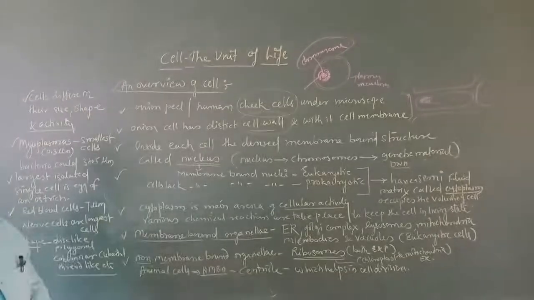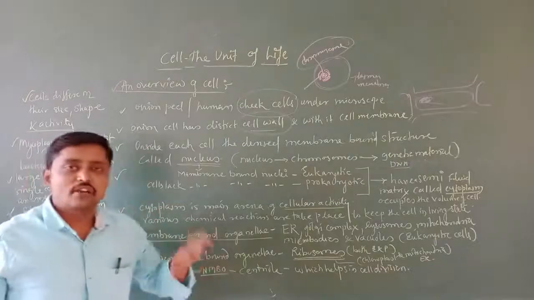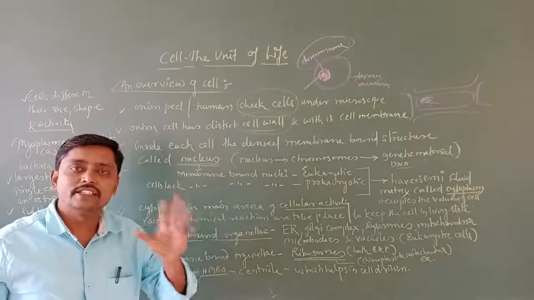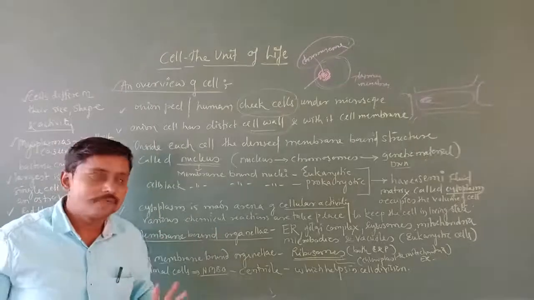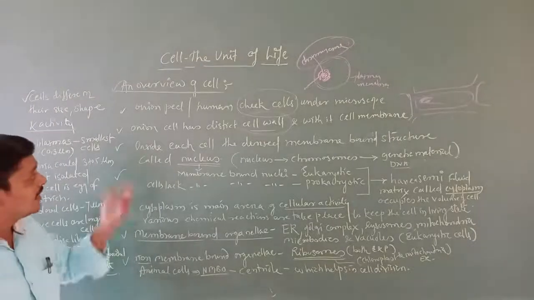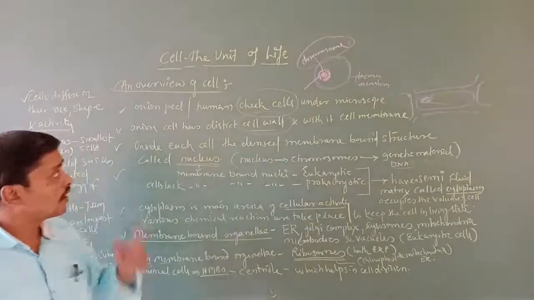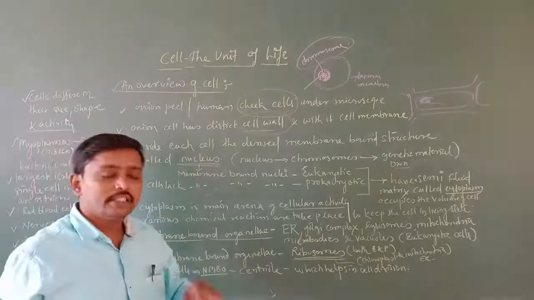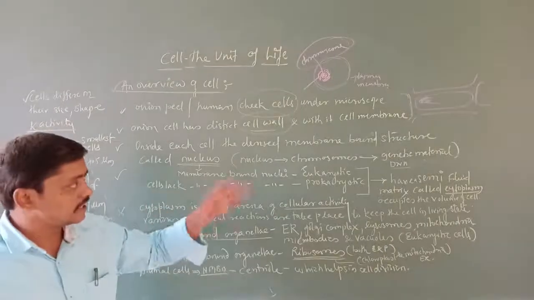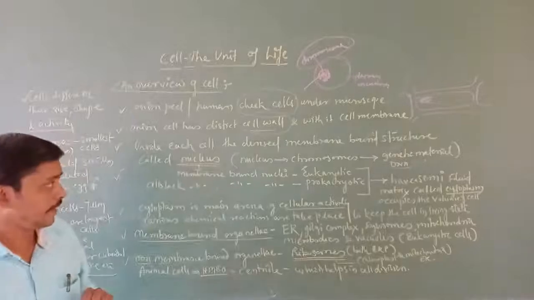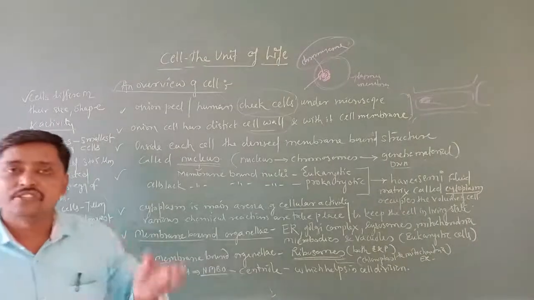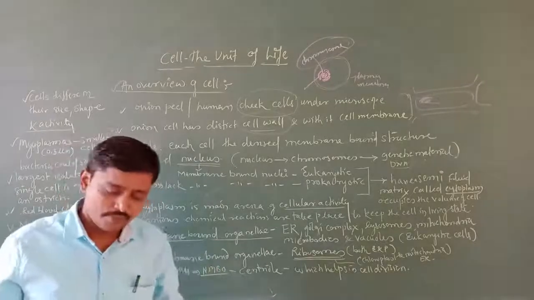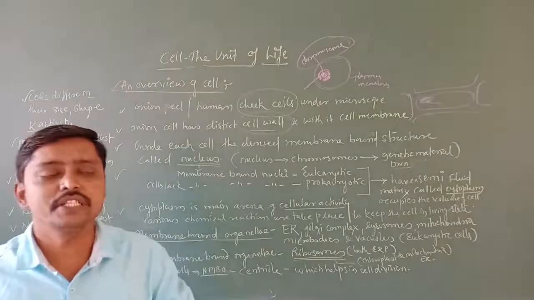In the sense, whether it is a plant cell or an animal cell, in a plant cell we get the outer membrane, that is the cell wall. In an animal cell we get only the plasma membrane, the cell membrane. Inside each cell we get the dense membrane bound structure called the nucleus. Within the nucleus we get the chromosome, and in the chromosome we get the genetic material, DNA. Now, as I told you, we discriminate animal cell and plant cell based upon the presence or absence of the cell wall. If the cell wall is there, that is the plant cell. If the cell wall is absent, that is the animal cell.